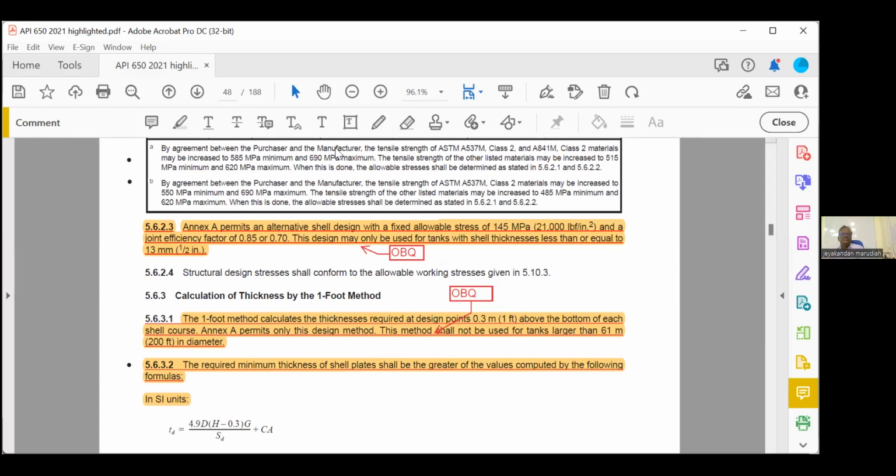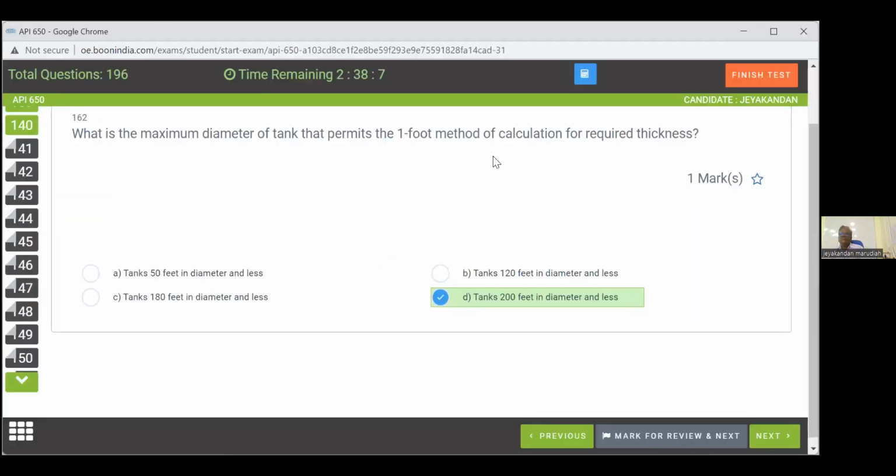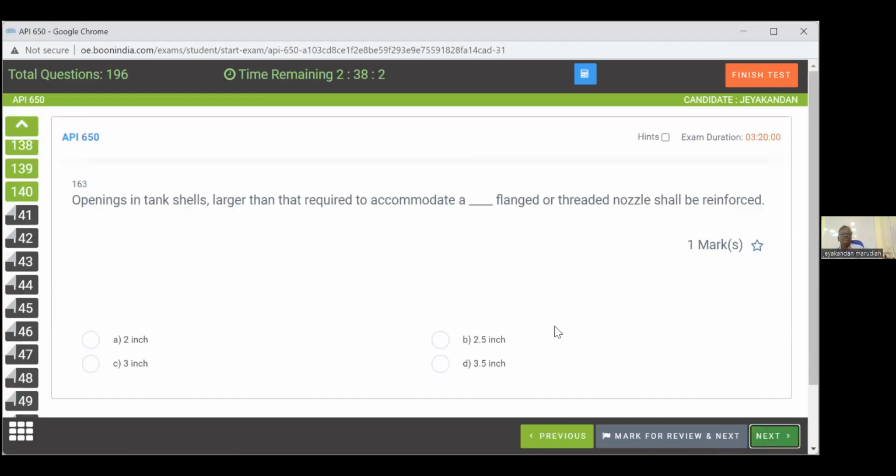Up to what diameter? What is the maximum that permits the 1 foot method? Okay, next question.